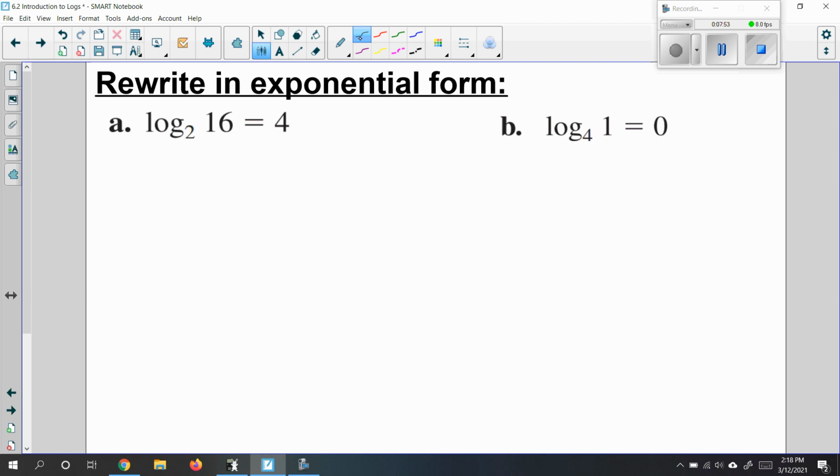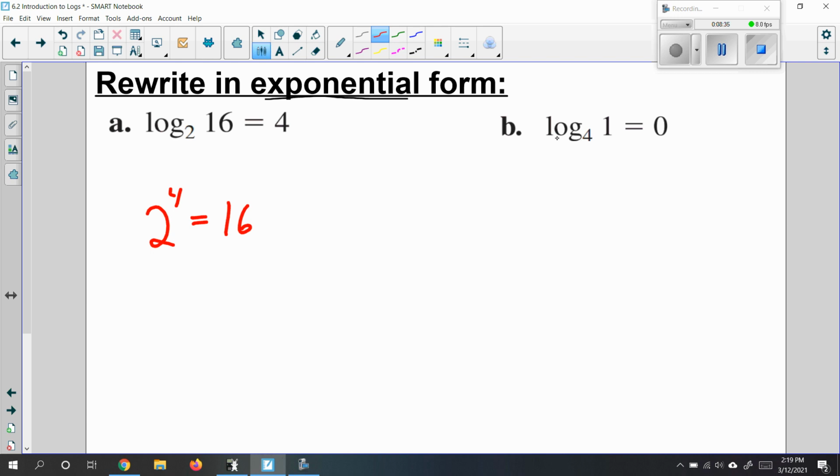Now let's look to convert these the other way. We want to write these in exponential form. So the base of the log is going to be the base of the exponent. This number over here is the exponent. So to write this log in exponential form, log base 2 of 16 is equal to 4. Rewriting it would be 2 to the power 4 equals 16.